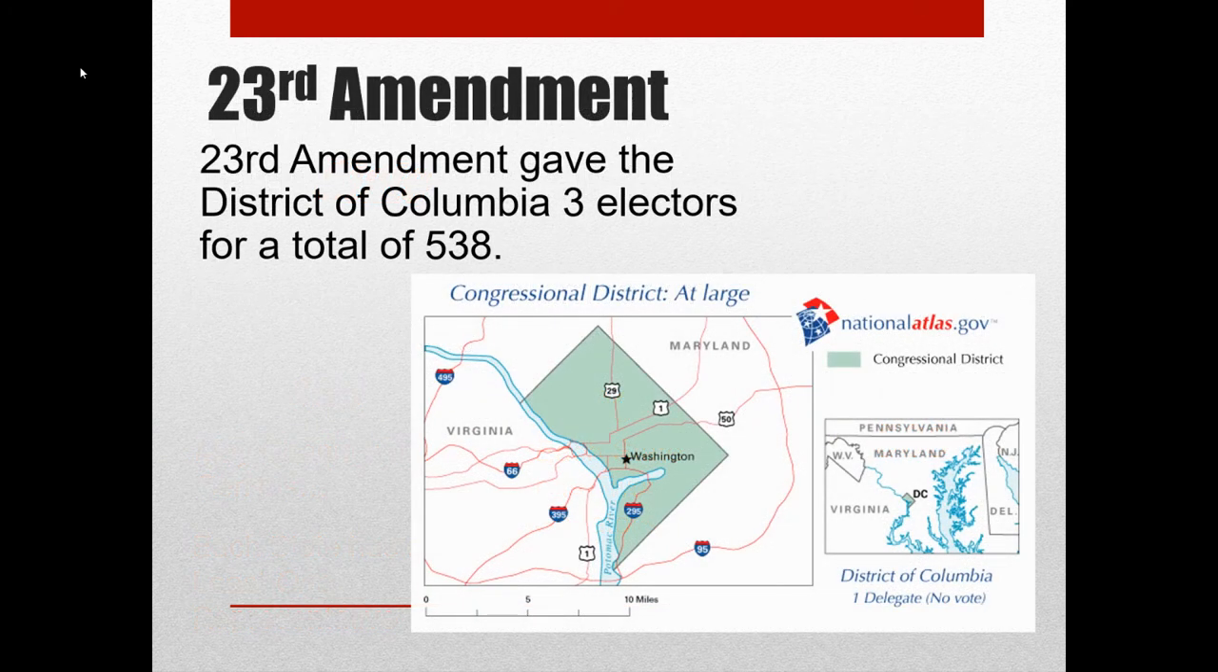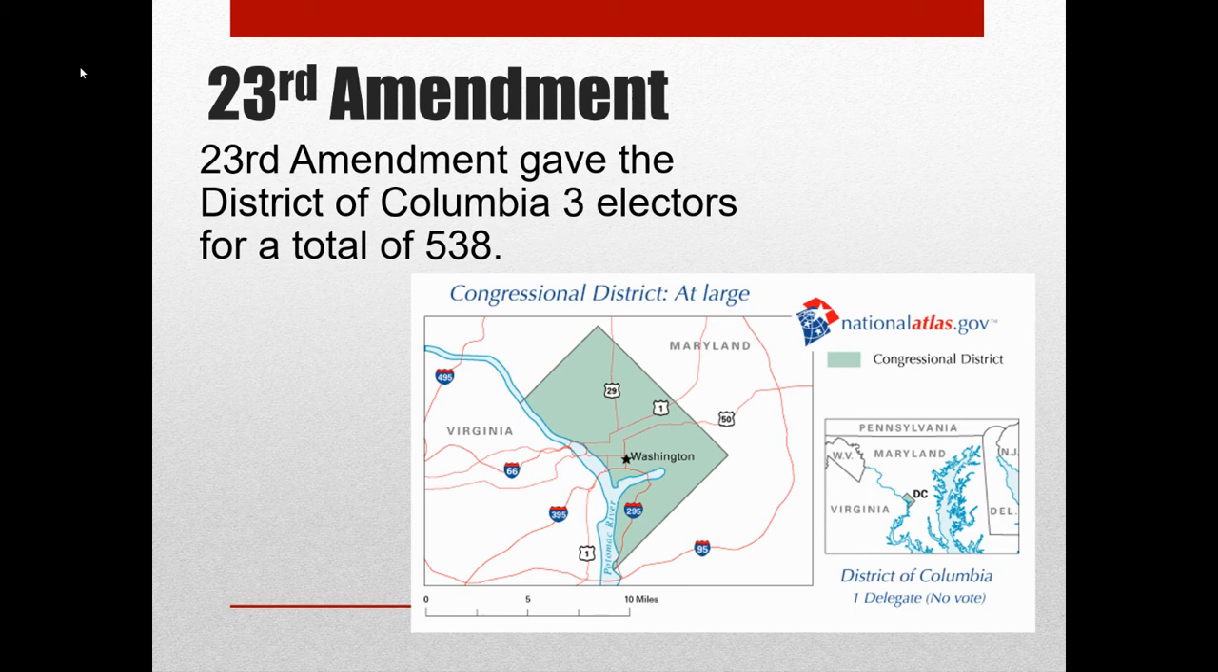You're probably thinking, wait a minute, Banis, you can't do math. Well, actually, it is 538 because not so long ago with the 23rd Amendment, let me go back one here, the District of Columbia, which is now a territory, not a state, has a high permanent residential population.